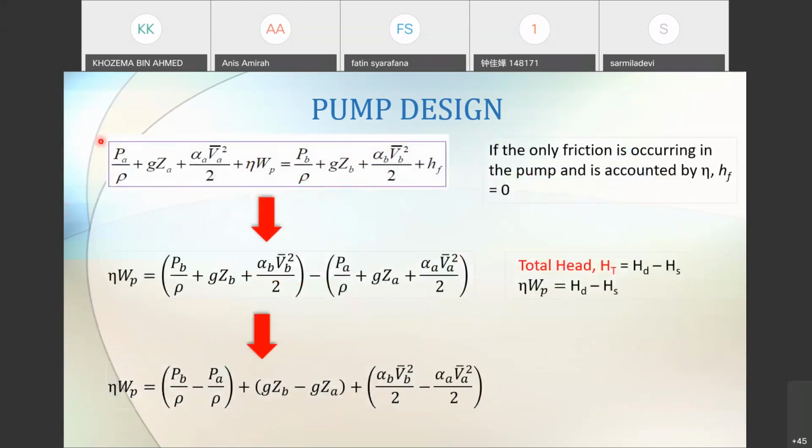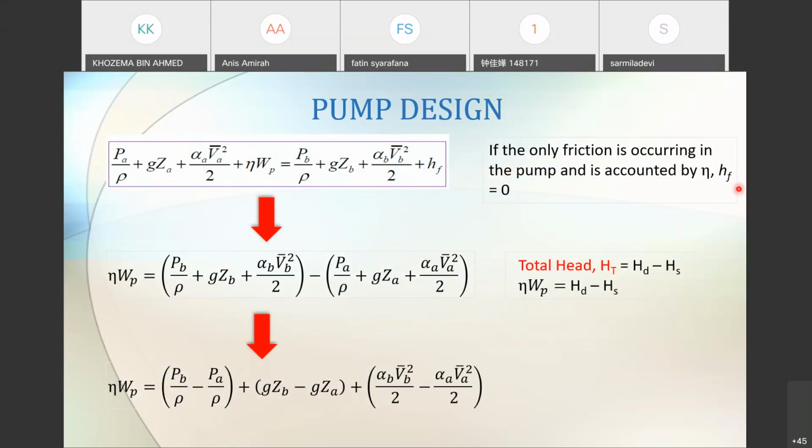So again, this is the equation. Let's say this is just an example. Let's say the only friction occurring in the pump is accounted for by the efficiency. So if we say that there is no friction in the pipe and no friction in the fittings, the only friction is happening in the pump.